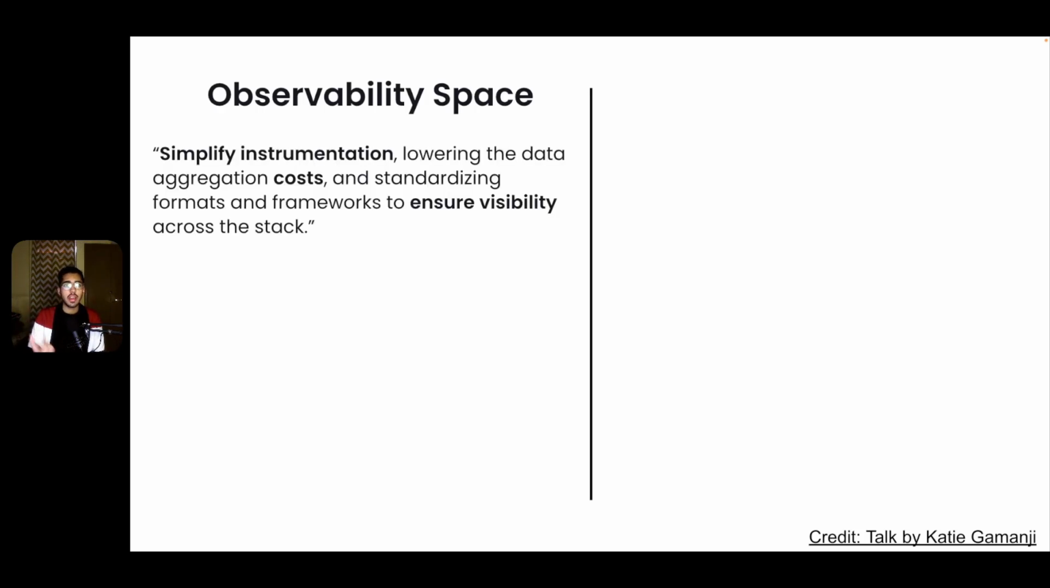Now we are essentially at the very end of this talk, but I just want to quickly talk about two more new ecosystems that have quickly developed and are working to create new open standards in the cloud native ecosystem. The number one is the observability space. So here we are talking about how we can simplify the instrumentation, lower the data aggregation costs, and standardize formats and frameworks to ensure visibility across the entire stack, right? And here we are talking about the observability stack. So the stack includes how we can track metrics, events, traces, and logs.